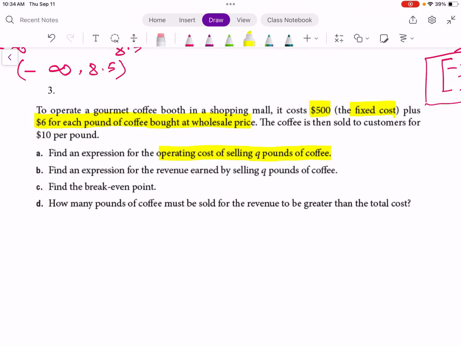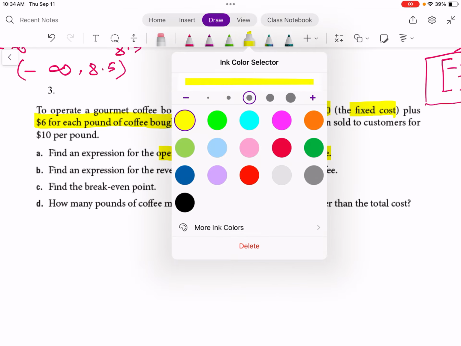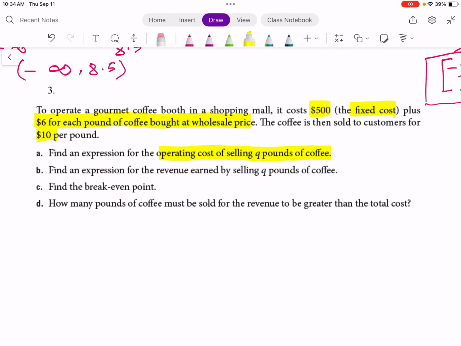All right. Now we have a 560 operating cost. If our selling price is $10 per pound, what will be the profit for us? We need $560 to operate to sell 10 pounds of coffee, and you sell your coffee at $10 per pound. So what will be the profit for you?